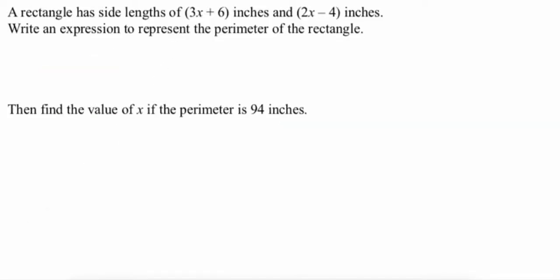Next one is similar to our first one. It says a rectangle has side lengths of 3x plus 6 inches and 2x minus 4 inches. Write an expression to represent the perimeter of the rectangle. So we are adding together all the different sides. If it helps, draw out a rectangle and label all the sides.